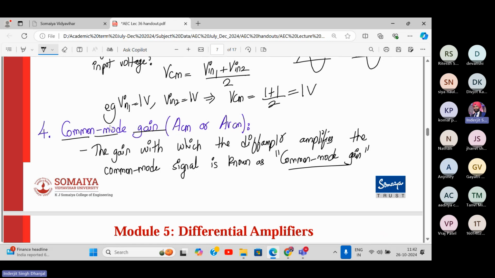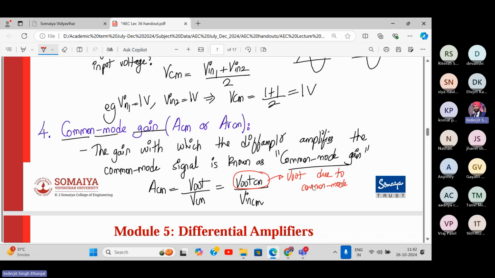So let's consider and mathematically how we write ACM. ACM will be V out divided by VCM. V out is nothing but the output due to common mode signal. Okay, so this is V out CM upon V in CM. This V out is due to the common mode component of input.